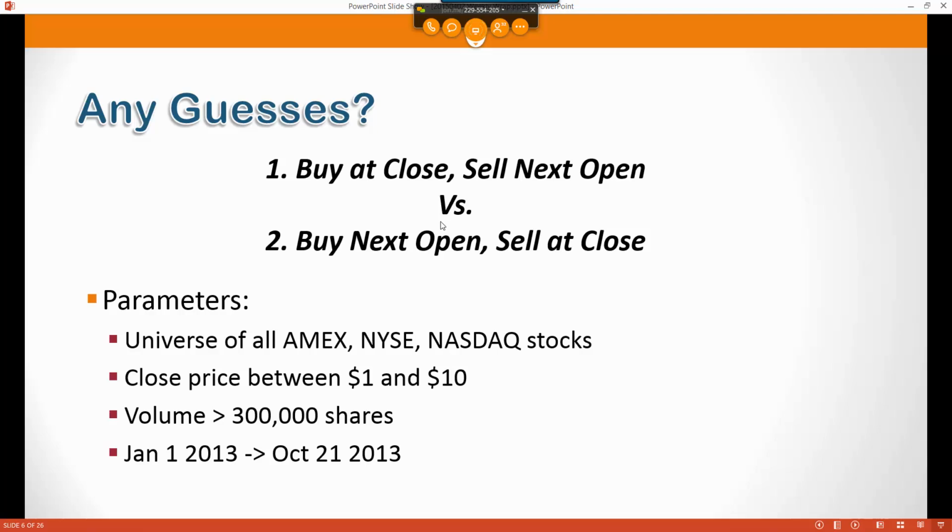I asked the question, do you have any guesses as to what would be a better strategy? Would it be better to buy at the close of the day and sell the following open, or buy at the open of the next day and sell at that close? That was the premise, and you can have a guess now and think in your head about what you might think would be the better strategy.